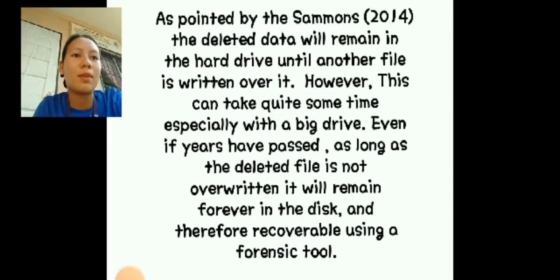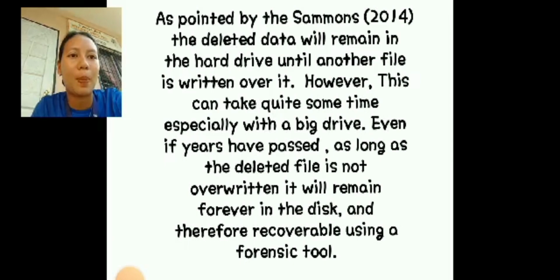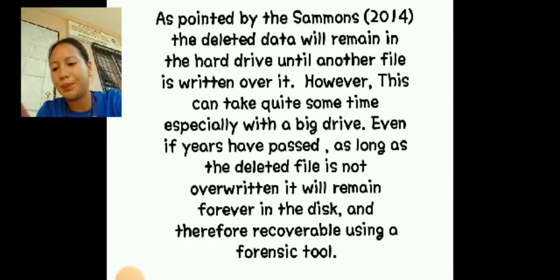As pointed out by Samsung in 2014, the deleted data will remain on the hard drive until another file is written over it. However, this can take quite some time, especially with a big drive. Even if years have passed, as long as the deleted file is not overwritten, it will remain in the disk, and is therefore recoverable using a forensic tool.